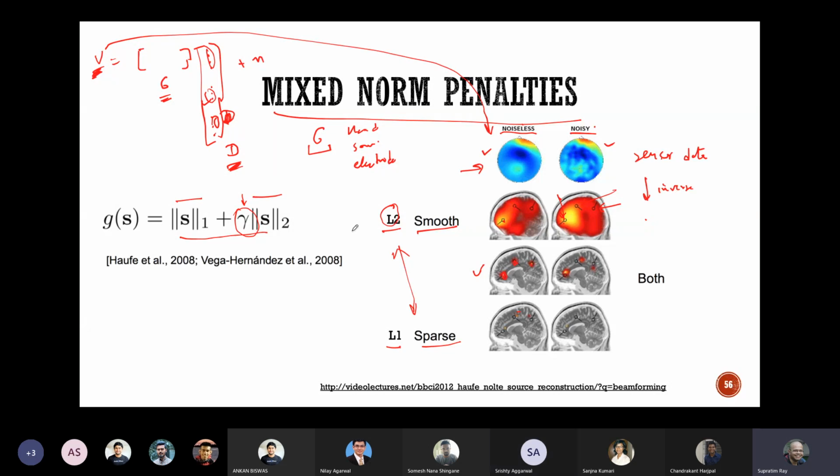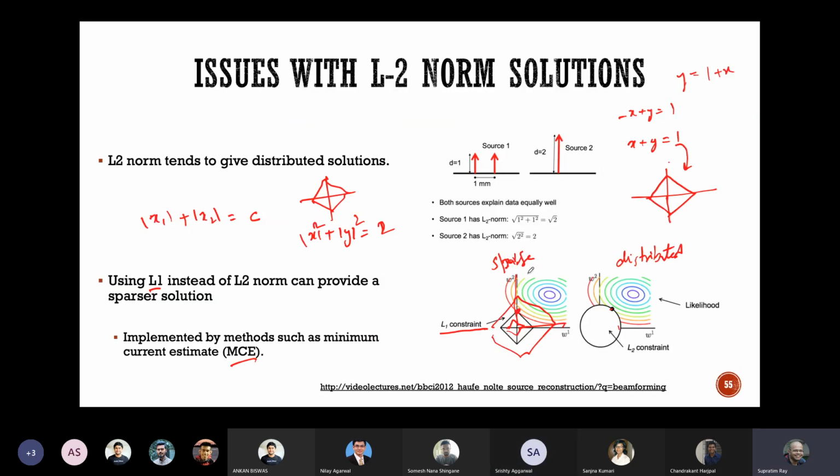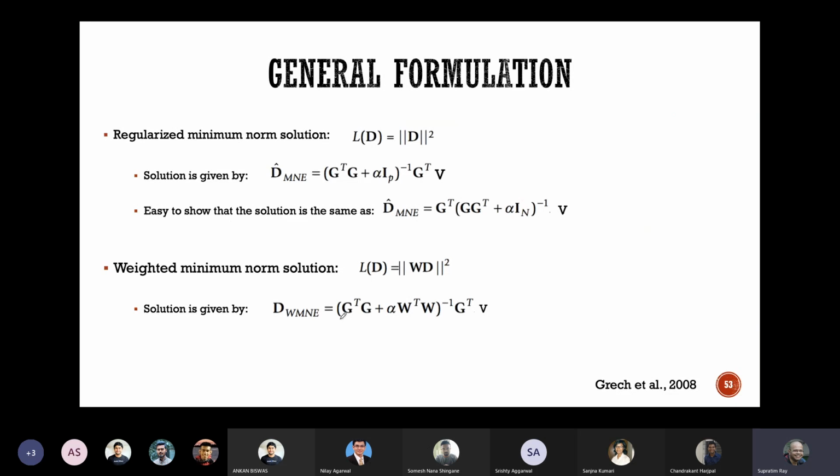But you're not optimizing this. You're not saying that, oh, if my sources are somewhere else, let me do this again. You're not doing that in this case. All you are saying is that a mixed norm tends to give solutions that are closer to the actual solutions, but you're not optimizing here. Okay, all of these are direct solutions. This whole thing is direct. There's no iteration. You know what G is, you know what V is. You assume some value of alpha and you get a solution.